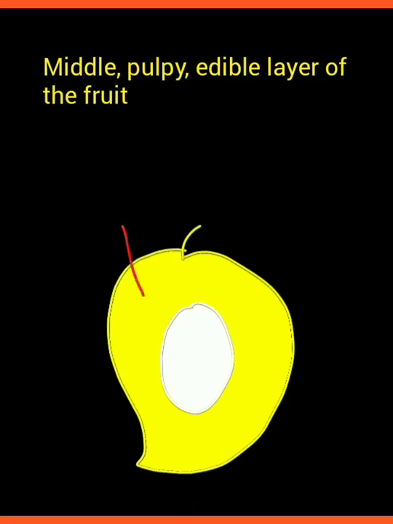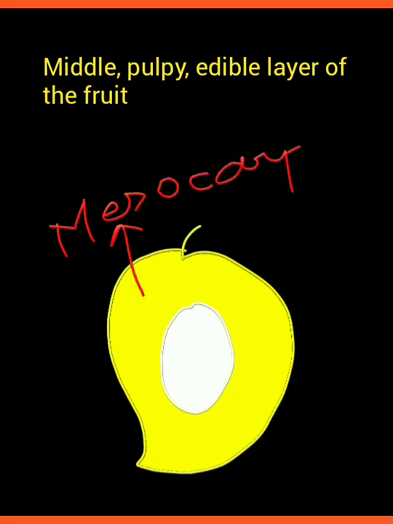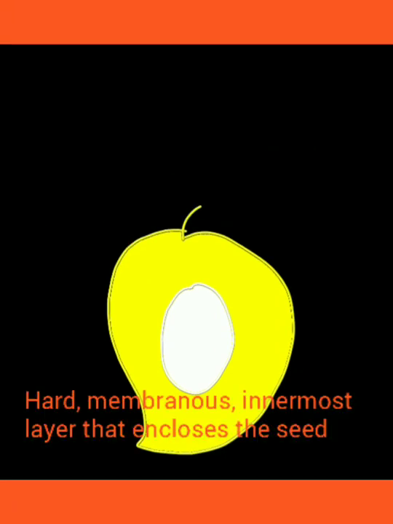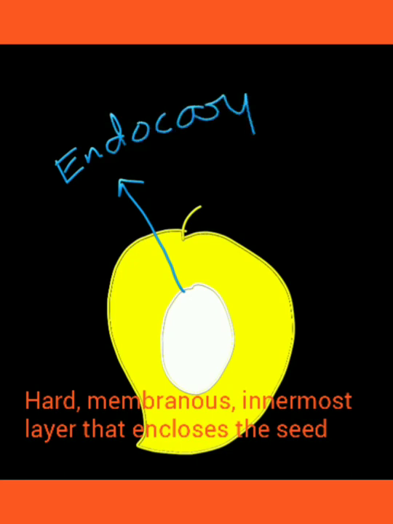The next one is mesocarp. It is the middle pulpy edible layer of the fruit. And the last one is endocarp. It is the innermost layer, which is hard and membranous, that encloses the seed.